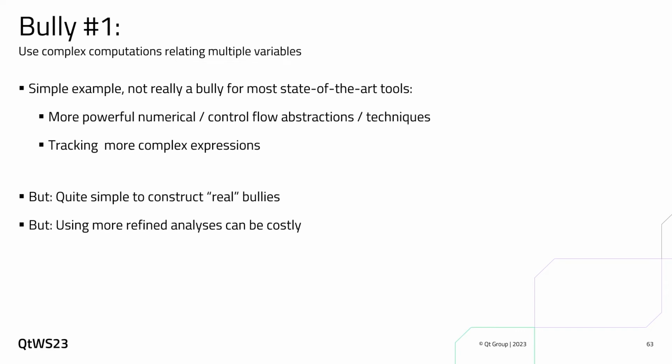And I would say, I think I can say that regarding every tool out there, you can find such a bully in a very similar way, because somewhere the tool has to abstract things. And if you know where it abstracts, then you can construct such a real bully. And also the thing is, you can get rid of this bully, but it might cost you. It might cost you time and memory to actually have more sophisticated techniques applied here.